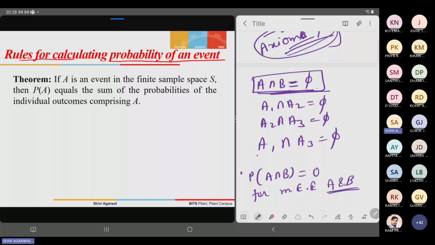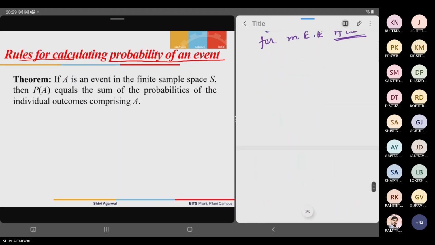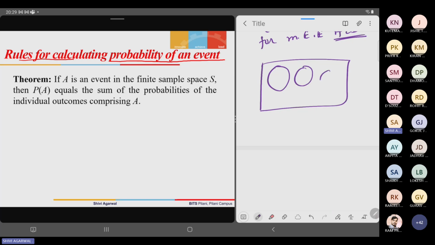This is the extension of the third axiom for the case of n mutually exclusive events. So we can write the probability of A1 union A2 up to union AN, and then it becomes a probability addition. What we are saying here is they are mutually exclusive. So we are doing the probability of A1, A2, A3, A4, A5. We are adding this one, this one, this one.